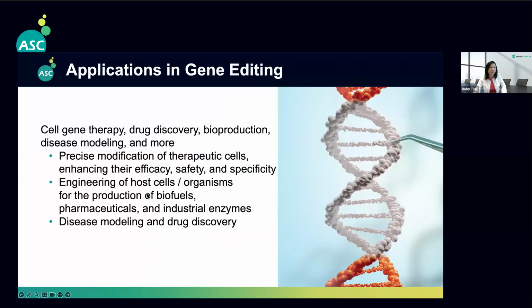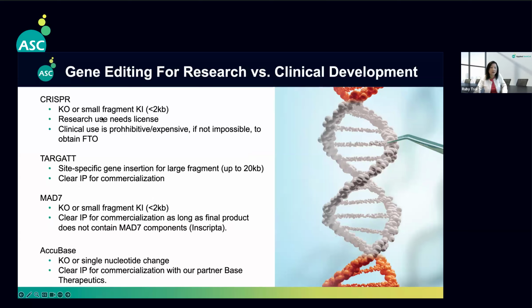So I'm going to quickly go through gene editing applications. As you know, it has very diverse applications, not only for research, for disease modeling, drug discovery, but most importantly, it is a major application in cell and gene therapy, which is the next generation genomic medicine. So I'm going to quickly talk about this.